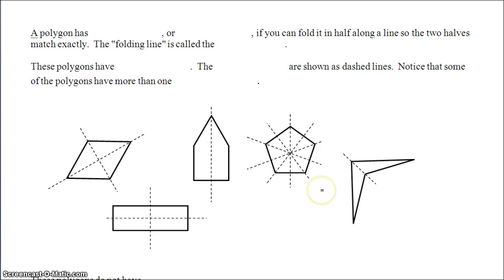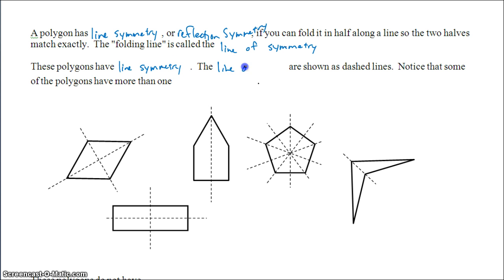Each of these polygons can be classified as having line symmetry. Another name for line symmetry is reflection symmetry. The folding line on which these shapes reflect is called the line of symmetry. These polygons have line symmetry. The lines of symmetry are shown as dashed lines. Notice that some of these polygons have more than one line of symmetry. So all of these polygons have at least one line of symmetry, so they all have line symmetry.